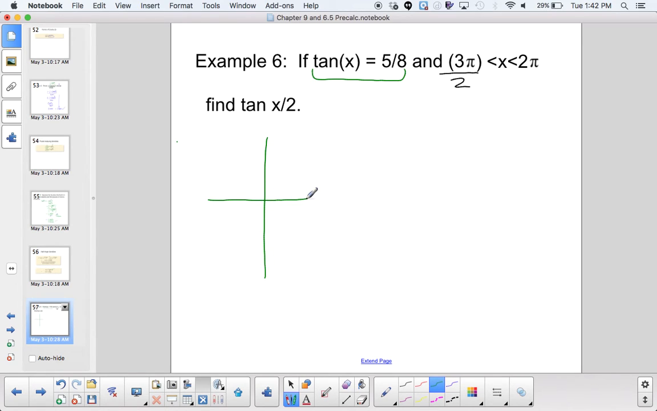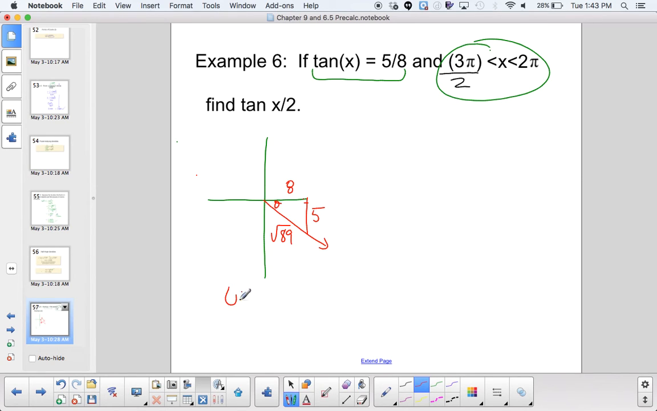To meet this condition here, we know we're going to be in the fourth quadrant, and so my angle looks sort of like this. Here's theta. We've got our right angle. We know that the tangent is 5/8, and so we have 5 and 8, opposite over adjacent. And using that, we can use the Pythagorean theorem, 8 squared plus 5 squared would give you 89, so this would be the square root of 89. Okay, so what does that give us?